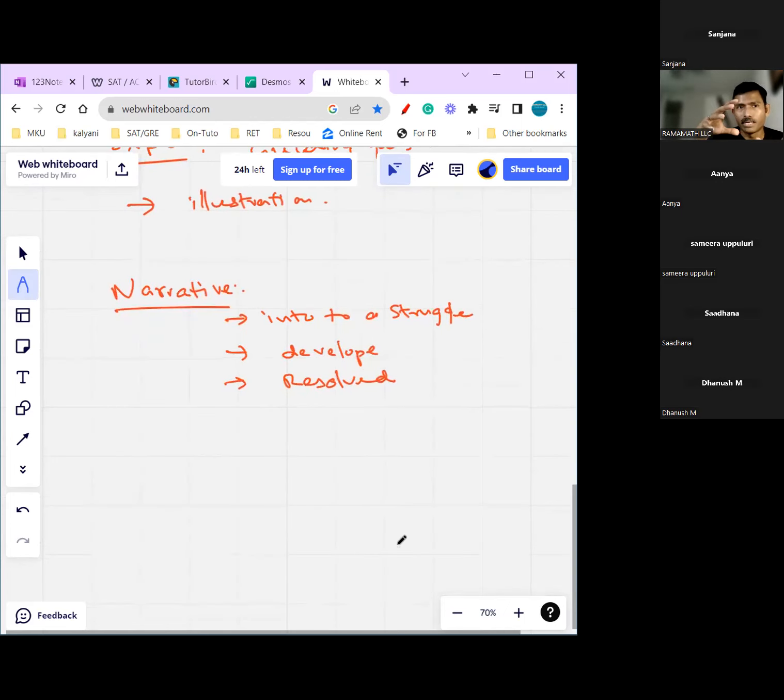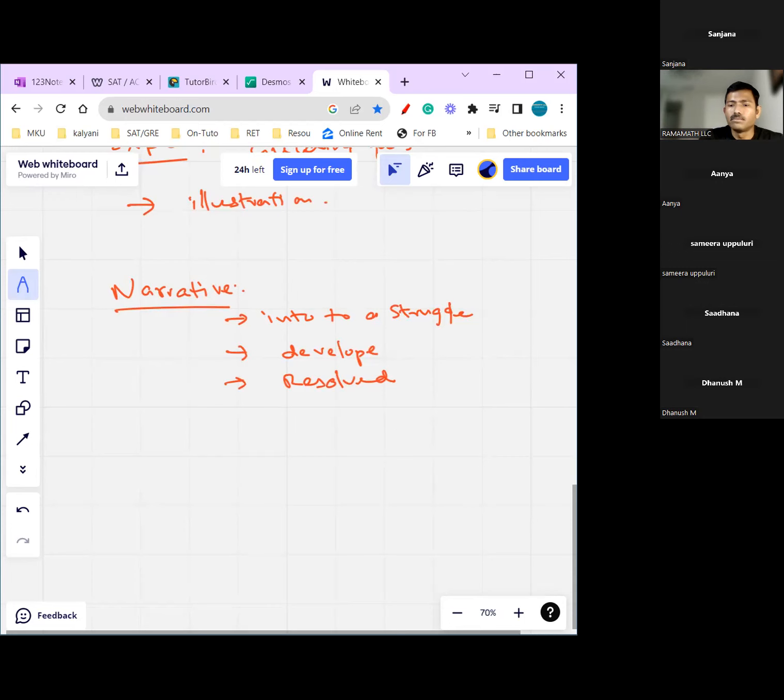First, as you read through the passage, you're going to see the problem will be introduced. So the king is having lost his control on the ruling. And as that problem goes, it develops, and at the end, you can see some support for how it is resolved. So that's the type of structure you see for the narratives.